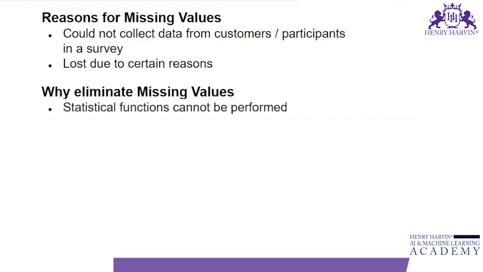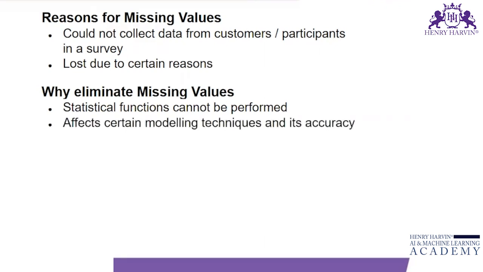Now, why should we eliminate these missing values? Missing values should be eliminated because if there are a lot of missing values, there will be bias, and also you will not be able to perform any statistical functions on that data set, and it will affect your modeling techniques and their accuracy.